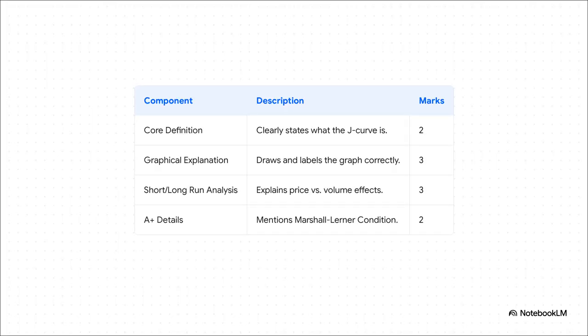Let's break it down. Just clearly defining the J-curve, that'll get you 2 marks. The graph itself, getting it drawn and labeled correctly, that's a big one, worth 3 marks. Then, your explanation of the short run versus the long run, another 3 marks. And that little A+ detail we talked about, the Marshall-Lerner Condition, that's the final 2 marks that separate a good answer from a great one. And guess what? The answer we just put together checks every single one of those boxes.